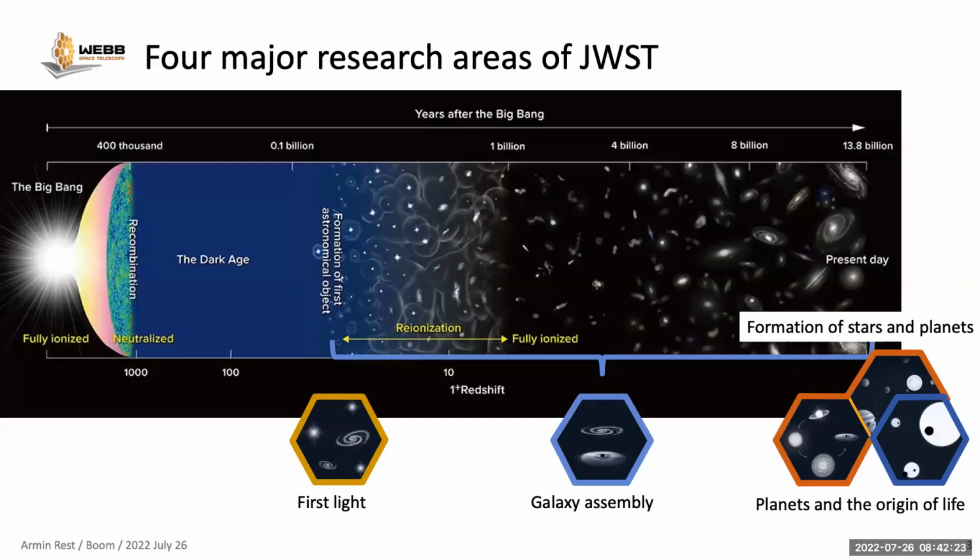So when JWST was planned, there were 4 major research areas that it was targeted for. I think one of the most important ones was to look for the first light. We wanted to look back in time as far as possible, and of course you have to go into the infrared because of the redshift to do that. And that's the main reason that JWST is in the near infrared and mid infrared. Other really important topics are galaxy assembly and formation of stars and planets. And I think also one of the most important things is to be able to look at planets and their atmospheres and to look for the origin of life.